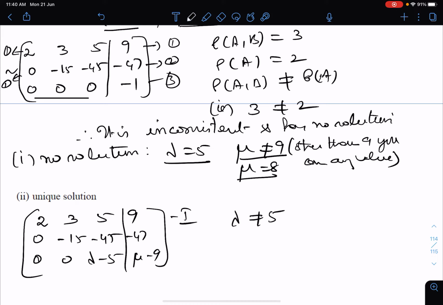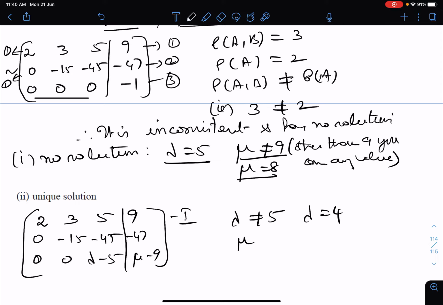Lambda not equal to 5. Other than 5, you can take any values. Let us take lambda equal to 4. Similarly, mu can be of any value, isn't it? It should be equal to 9.